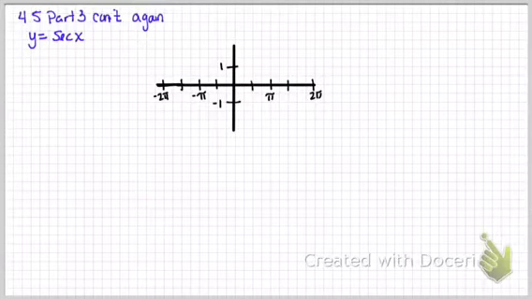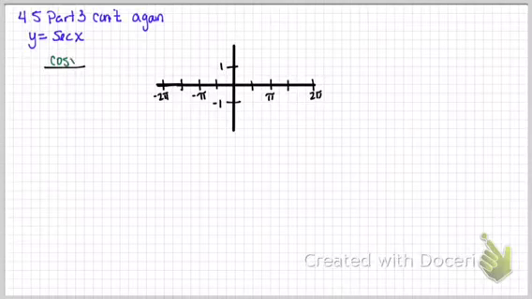4.5 part 3 continued again. This time we're going to look at secant of x. Now remember, secant is the reciprocal of cosine. And so like cosecant, we're not actually going to have a new table. We're going to use our table for cosine of x, and then we're going to use our reciprocal.